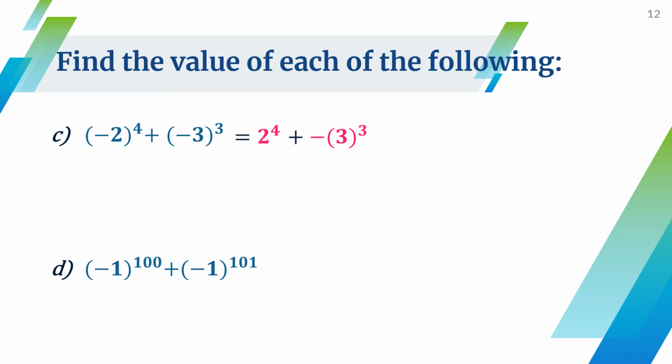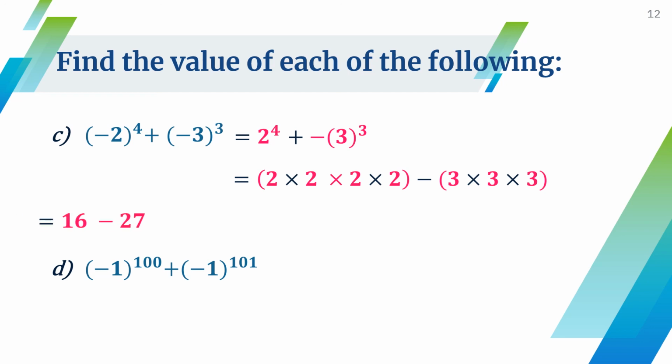Now find the value of each of the following. Negative 2 all power 4 plus negative 3 all power 3 equals 2 power 4 plus negative 3 power 3, which will be equal to 2 power 4 repeated 4 times, and negative 3 power 3 repeated 3 times. Then find the answer of each one to be 16 minus 27 equals negative 11.